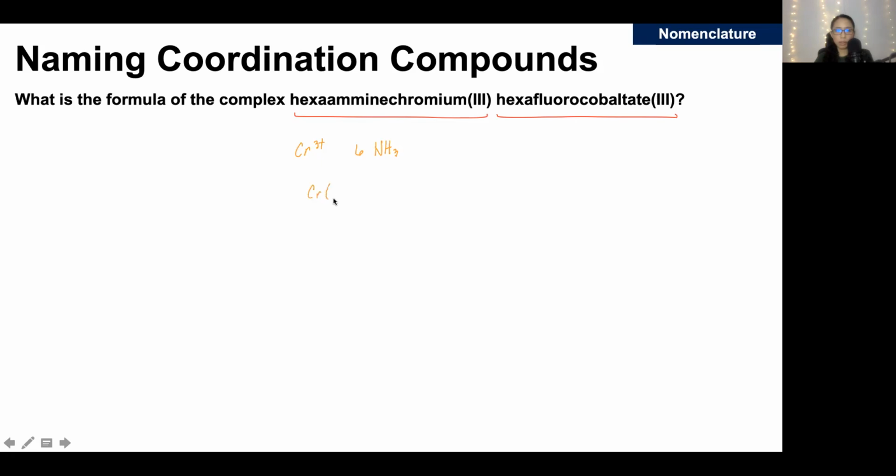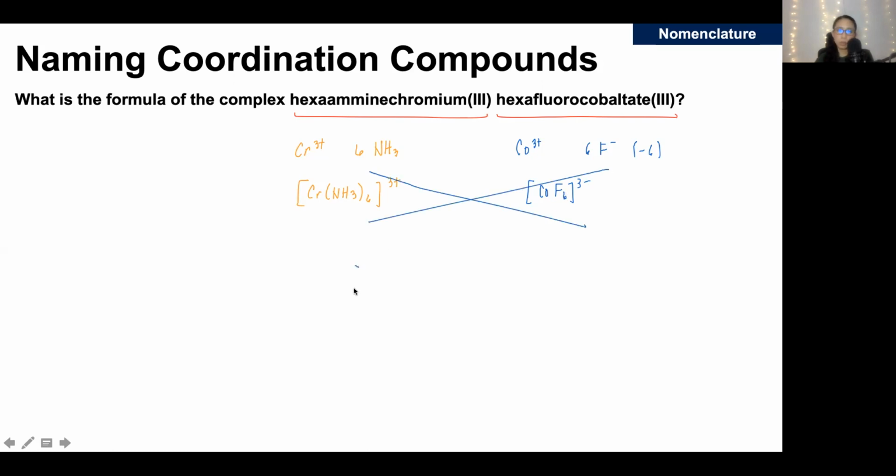So how do we write it? That's chromium, so that's Cr(NH3)6 with a 3+ charge. Then for the anion, you have cobaltate 3. So that's cobalt with a +3 charge. You have 6 fluoride ligands. That means you have a charge of -6, which means the charge of your anion is -3. So you have CoF6, 3 minus.